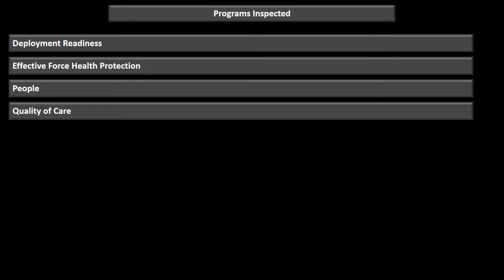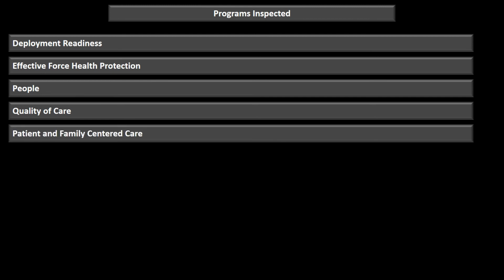They're going to look at your quality of care. They're going to look at your access to care. How long does it take for somebody to get an appointment? Your dental population health and disease management, your forms management, your health information management. They're going to look at your referral management and your records management for non-medical stuff. Your patient and family-centered care.